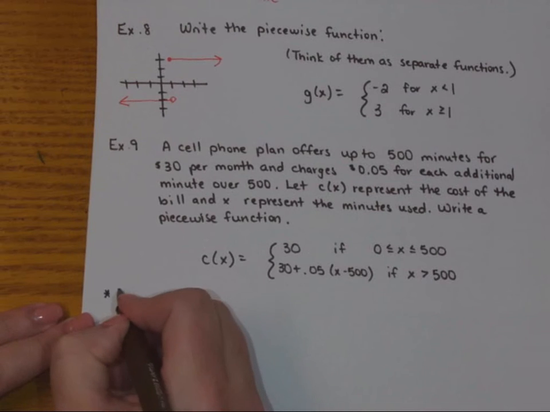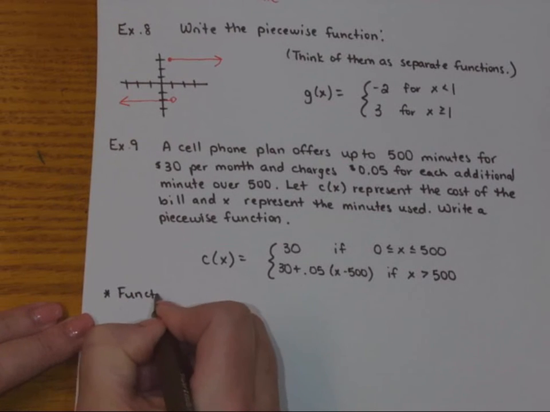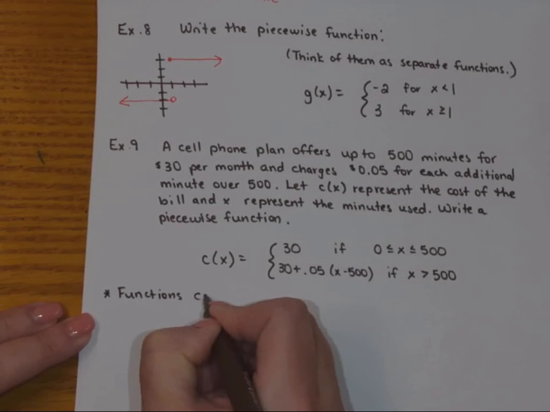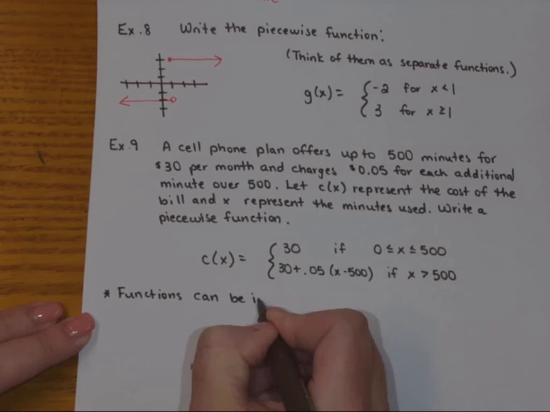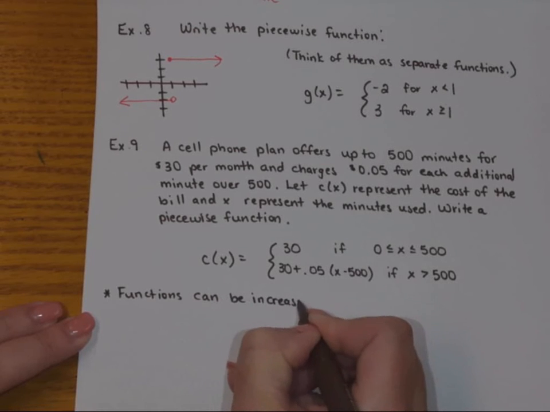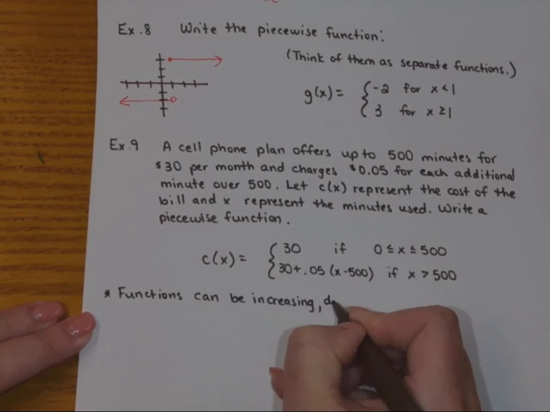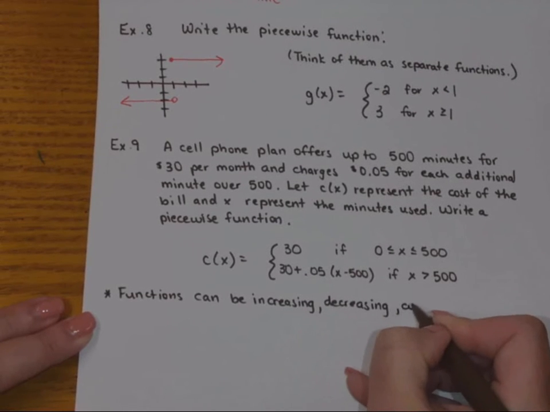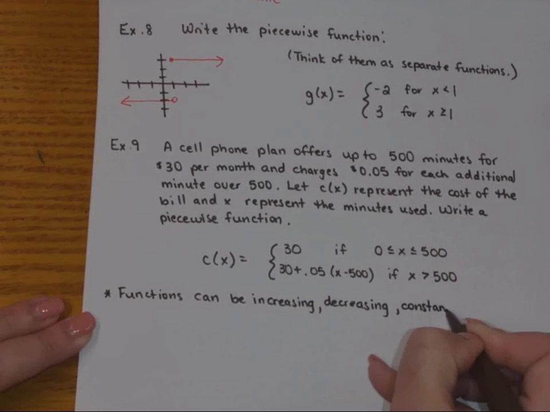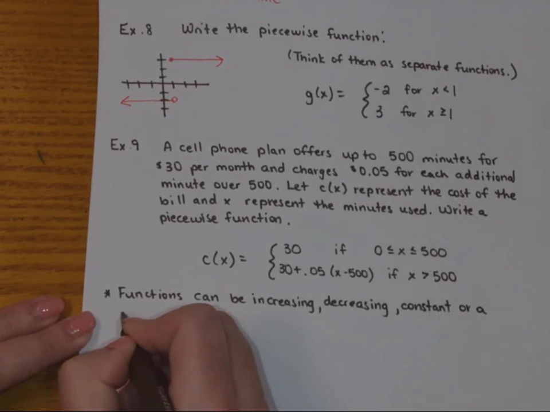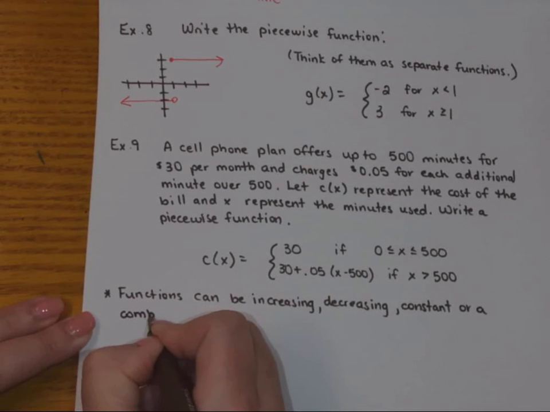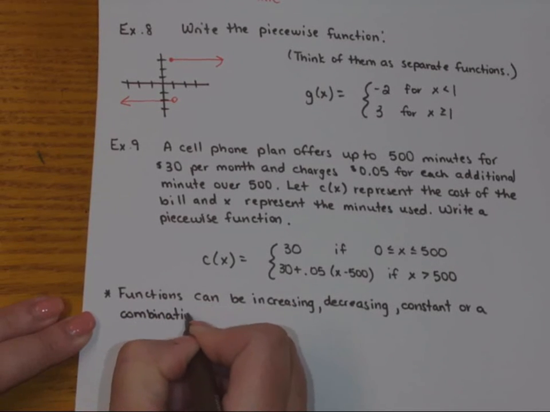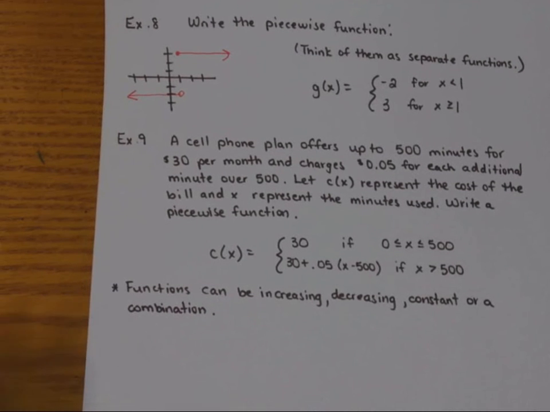Okay, so some more on the graphs of functions. Functions can be increasing, decreasing, constant, or likely it will be a combination of these. In other words, a graph usually doesn't steadily go up or steadily go down. Usually it's a combination of sometimes it's going up and sometimes it's going down.